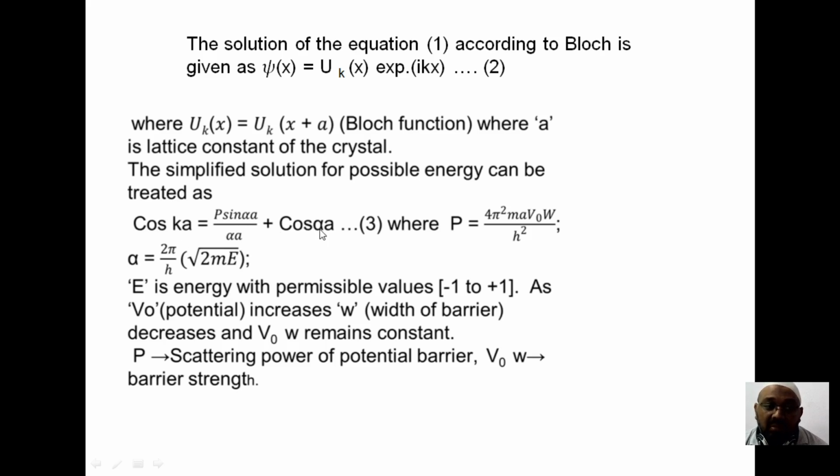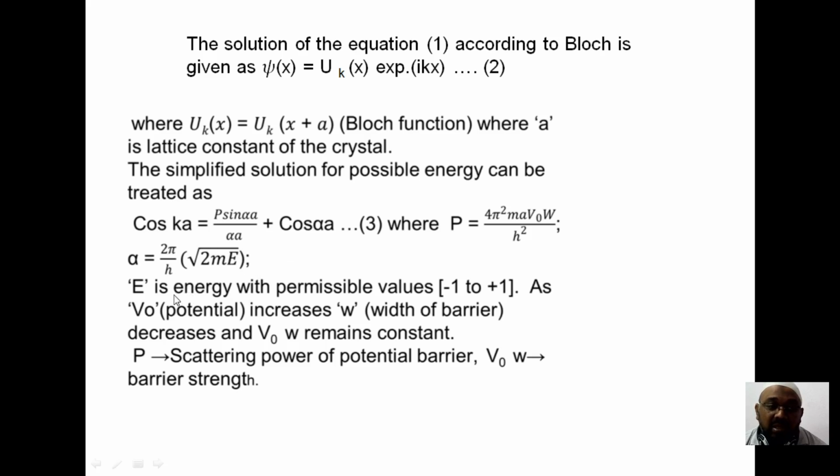Here P denotes the scattering power of the potential barrier. A square well is nothing but what you call a potential well, right? P is given mathematically as 4 pi square m a V naught omega by h square, and the alpha value is given as 2 pi by h under root 2mE. These are the values obtained after solving the differential equation, and you need to remember them and practice them.